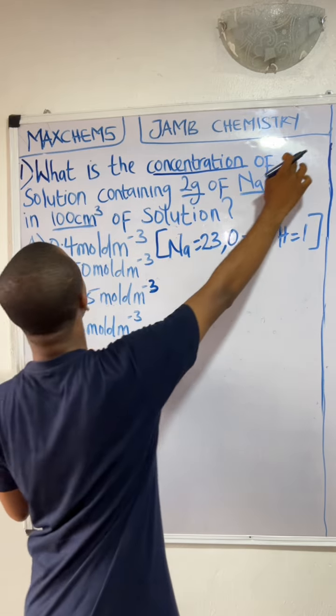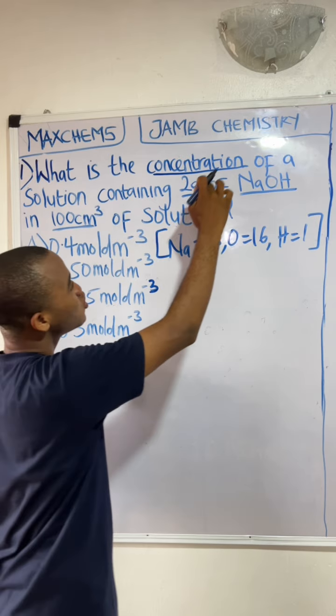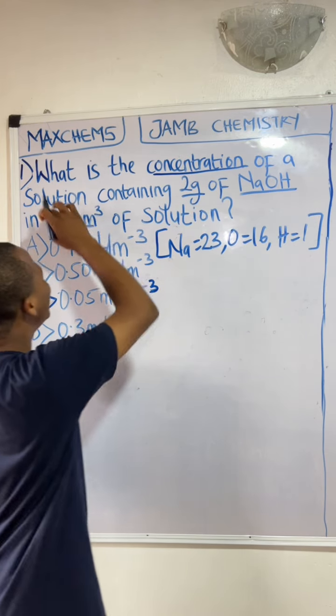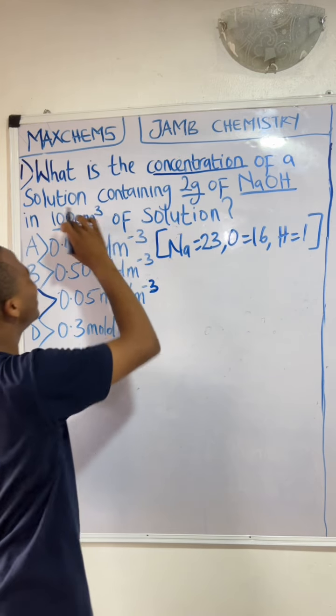What is the concentration of a solution containing 2 grams of sodium hydroxide in 100 cm³ of solution? You can see this question. What are they asking for? They are asking for concentration, in moles per dm³. You can see all our options are in moles per dm³.